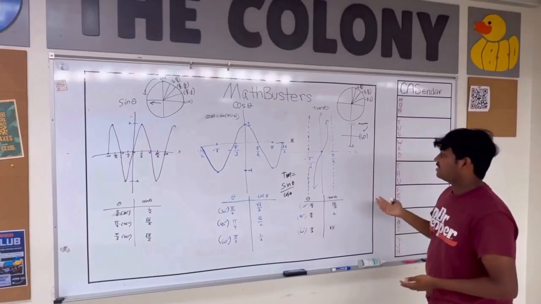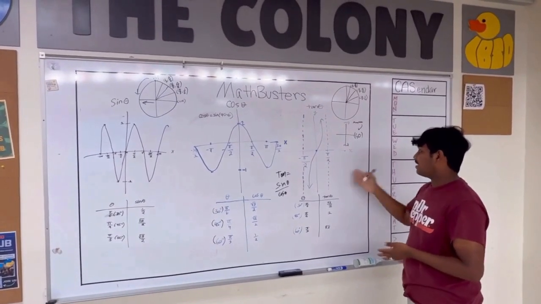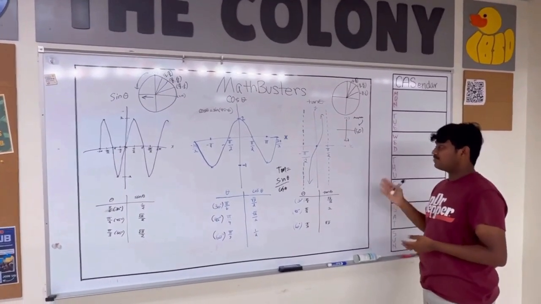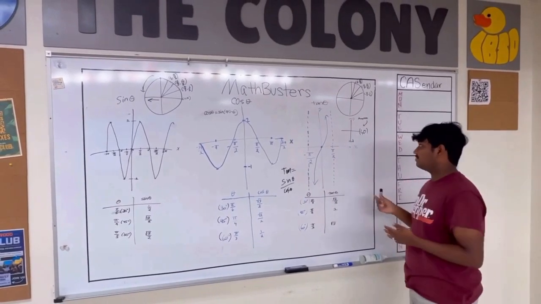This is the tan function right here. The tan function is the ratio between the sine and cosine function. Right here, you can observe that the tan function has asymptotes at pi over 2 and negative pi over 2. That's because as cosine reaches pi over 2, it equals 0. You can't have 0 in the denominator of a fraction, as that's undefined.